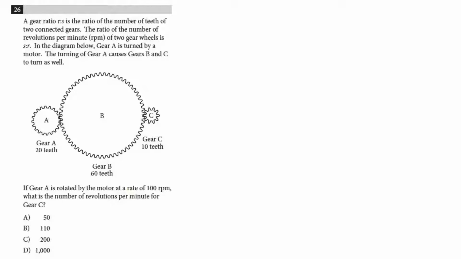Well, we're going to have to do a couple of conversions here. 100 revolutions of gear A, how many teeth would that be? Well, that would be 100 times 20, so that would be 2,000. It revolves 2,000 teeth per minute. So that means that 2,000 teeth on gear A pass that point every minute.